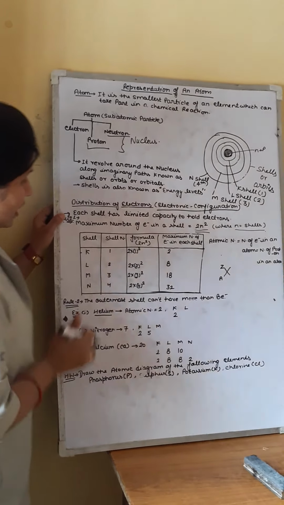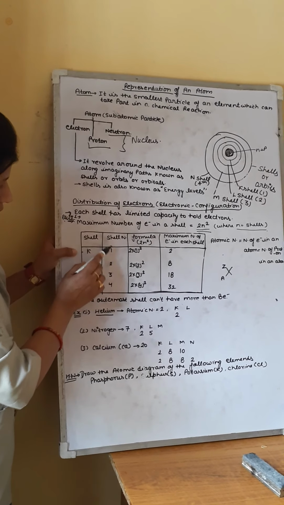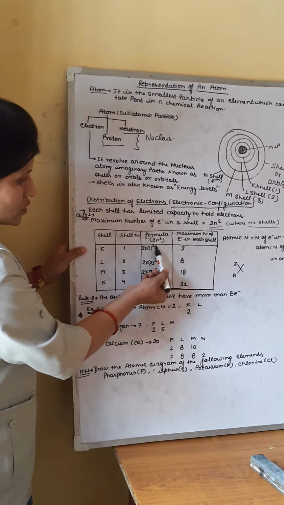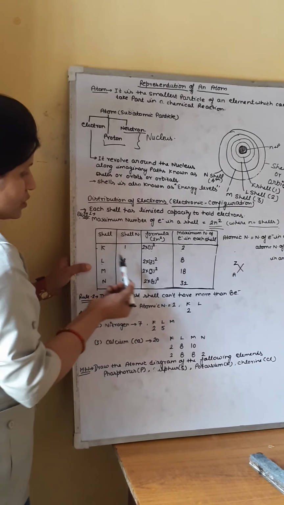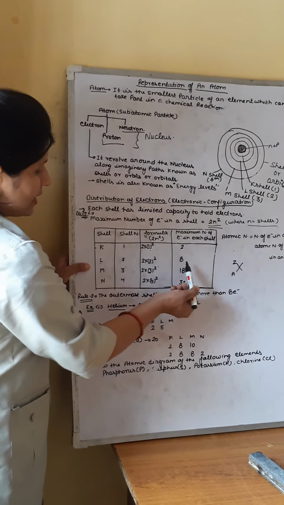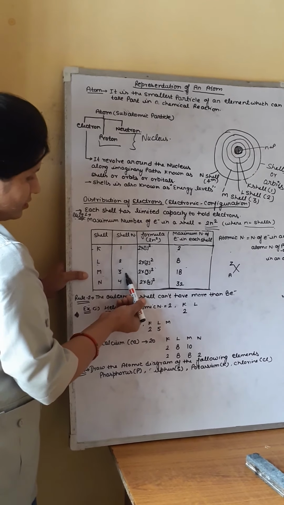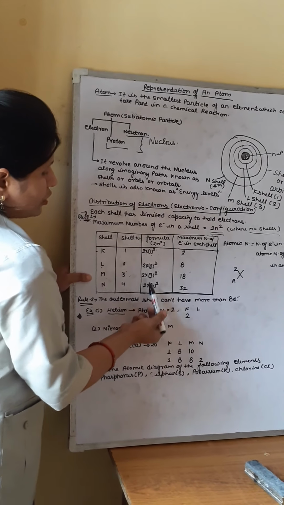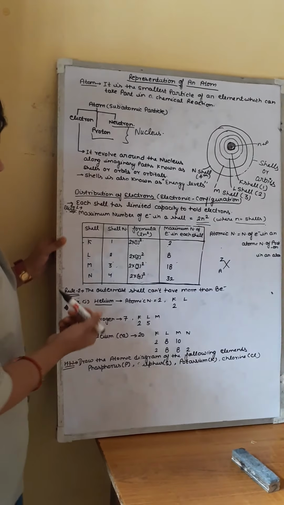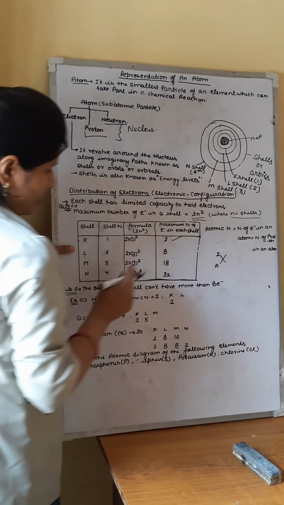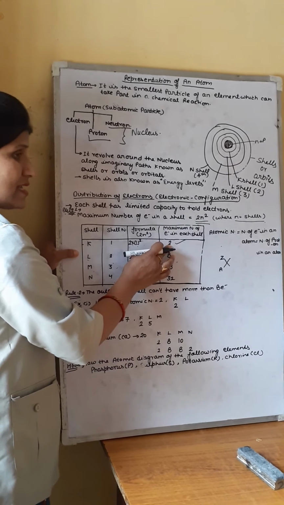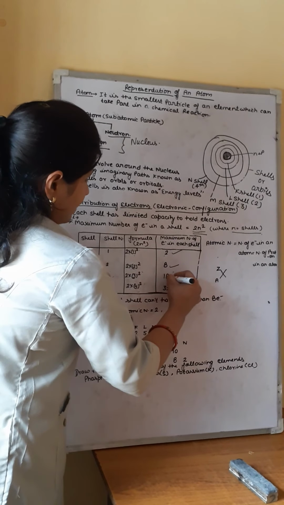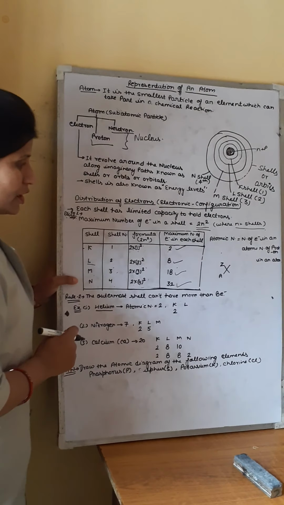Now see here, if K shell number equals 1, then by the formula 2n square, 2 into 1 square is 2. L equals 2, 2 into 2 square is 8. M is the third shell, and 2 into 3 square is 18. N equals 4, 2 into 4 square is 32. It means the K shell accommodates a maximum of 2 electrons. It may be less than 2 but not more than 2. The L shell contains 8 electrons, the M shell 18 electrons, the N shell 32 electrons.